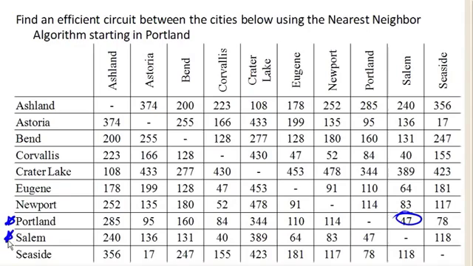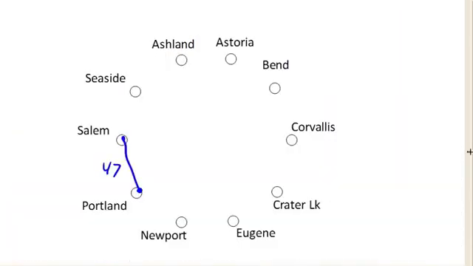From Salem, where should we go? My nearest neighbor to Salem is Corvallis, which is 40 miles away. So from Salem, we're going to go to Corvallis, which is 40. Notice that my graph here has absolutely no relation to the physical locations of these cities. I just listed them all in a big circle so that I could easily draw my graph here.